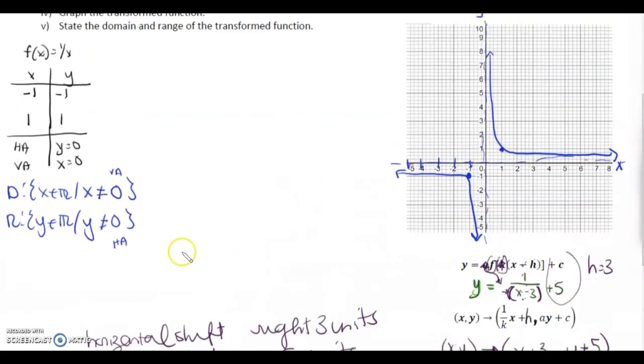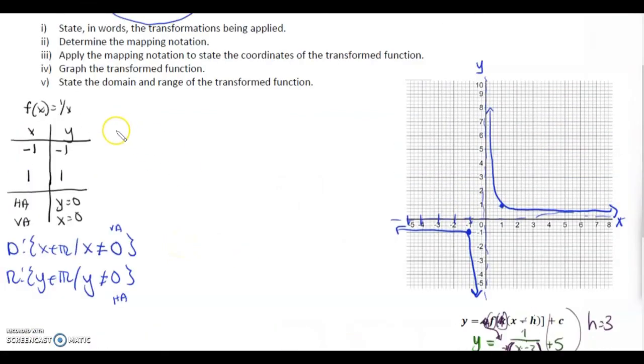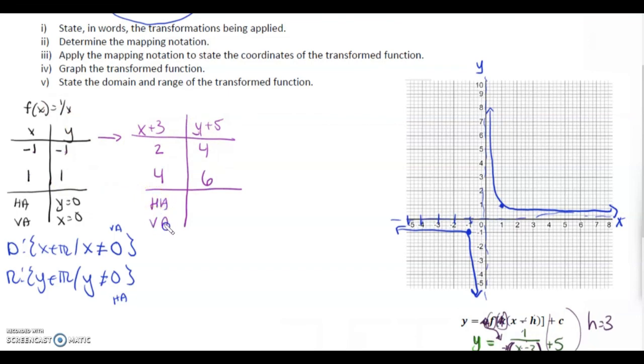So let's take the x plus 3, y plus 5, and we will go here, x plus 3, y plus 5. Okay, so -1 plus 3 is 2, 1 plus 3 is 4. -1 plus 5 is 4, 1 plus 5 is 6. And we have horizontal asymptote, vertical asymptote, y equals, x equals.